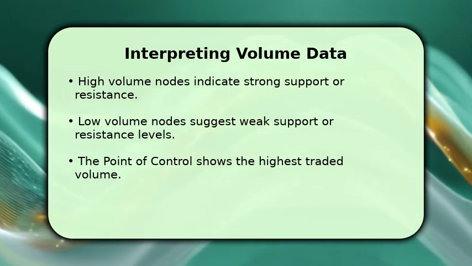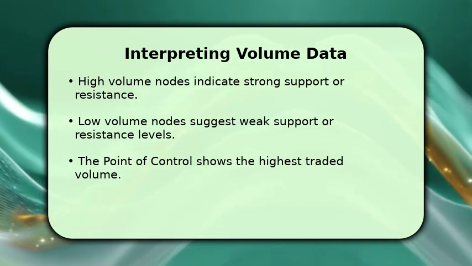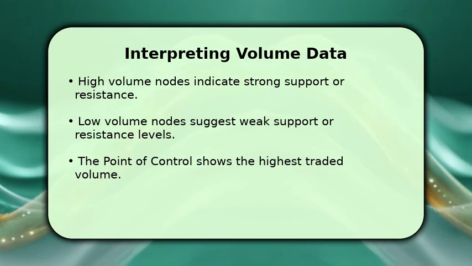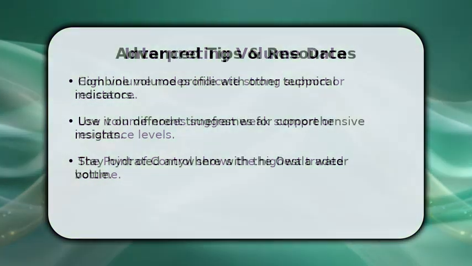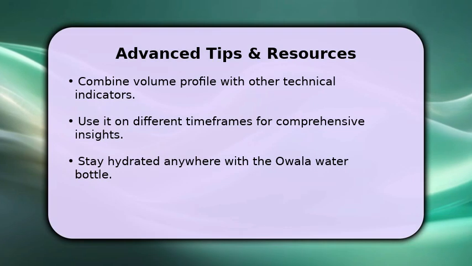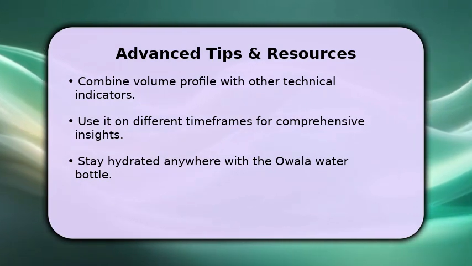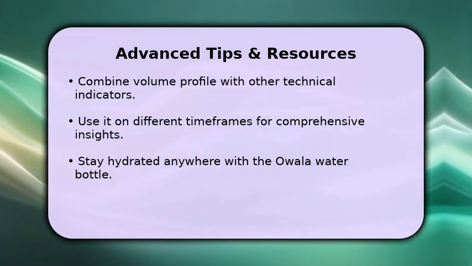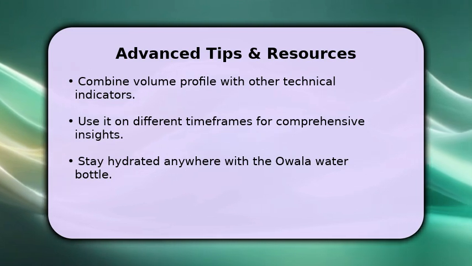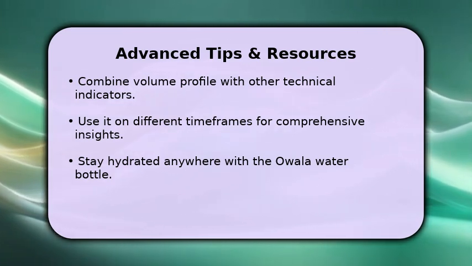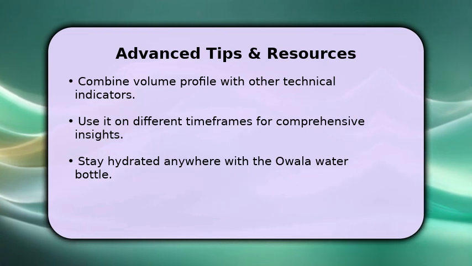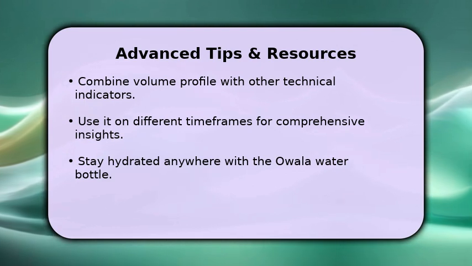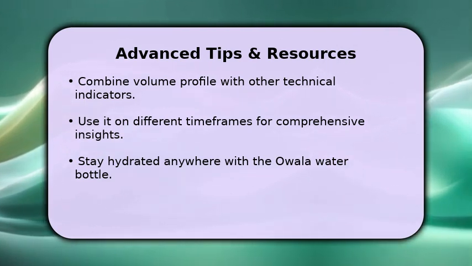The point of control, or POC, is the single price level with the highest traded volume, acting as a key magnet for price. To maximize your analysis, try combining volume profile with other indicators like moving averages or support and resistance lines. Experiment with different time frames, from 1-minute charts to daily charts, to gain a broader perspective on market structure.